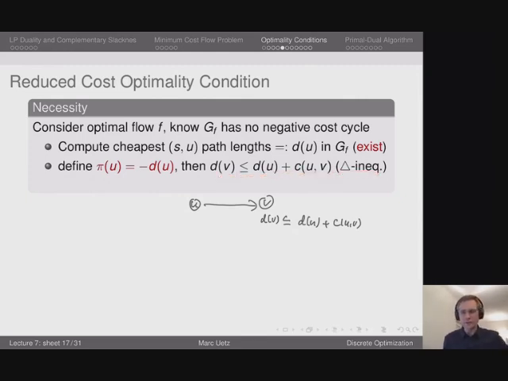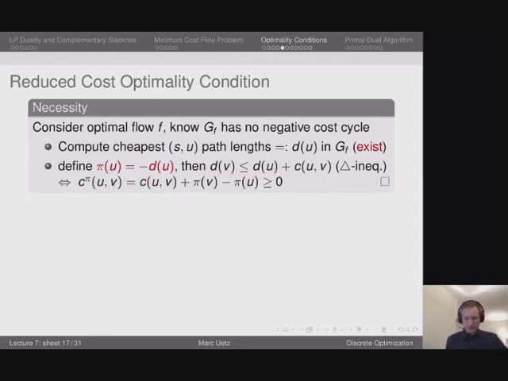And now I just have to rearrange terms. If I rearrange this triangle inequality, I get that C of U V plus D of U minus D of V is non-negative. And if I write that down, that is exactly the condition that the cost of the arc plus the potential of V, because the potentials were the negative of these distances, minus the potential of U is non-negative. And that was exactly the definition of these reduced costs of the arcs.